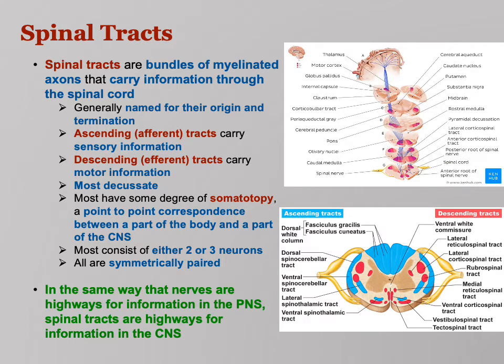In the same way that nerves are highways for information in the peripheral nervous system, spinal tracts are the highways for information in the CNS. That's what they are. These are information highways, okay? Think of them that way. They're either sensory highways or they're motor highways.